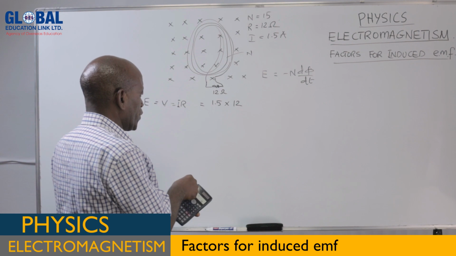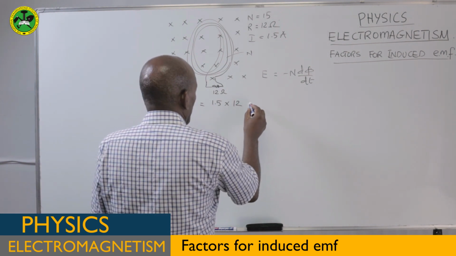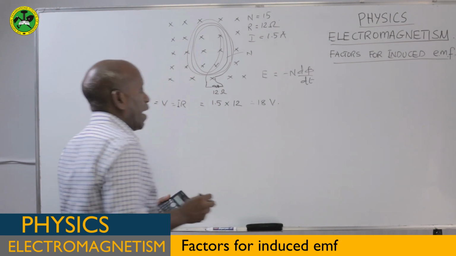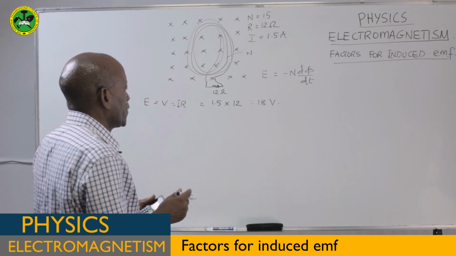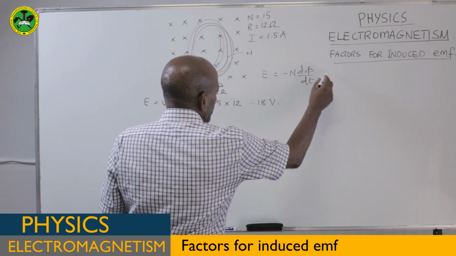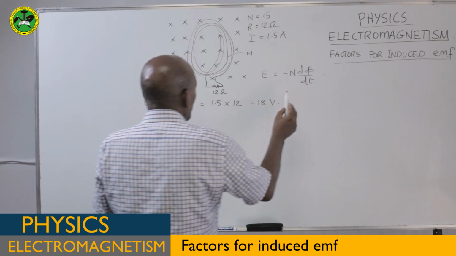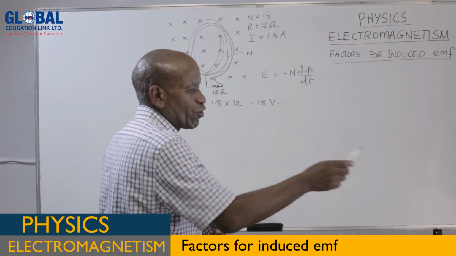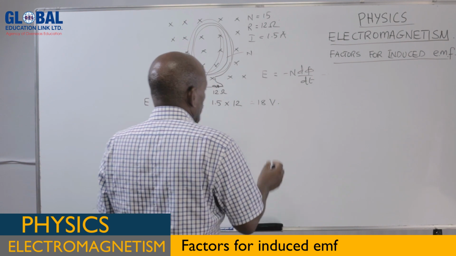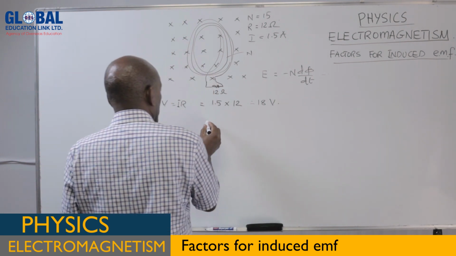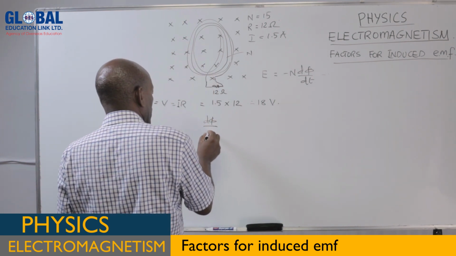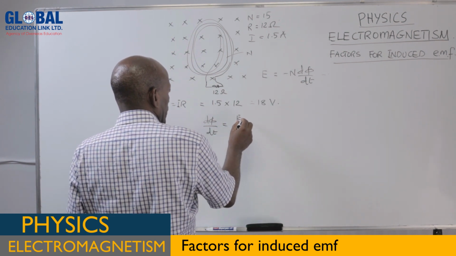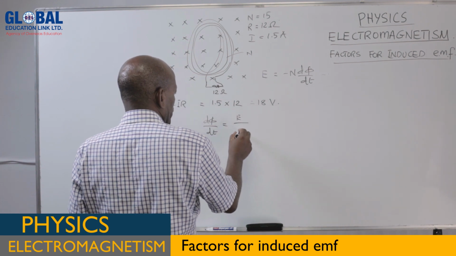Which is equal to 18. So here we are going to get 18 volts. And having obtained 18 volts, using this particular expression, what we really needed to determine is the rate of change of the magnetic flux. So the rate of change of the magnetic flux, it is d phi dt. So d phi dt will just be equal to the EMF over the number of turns.